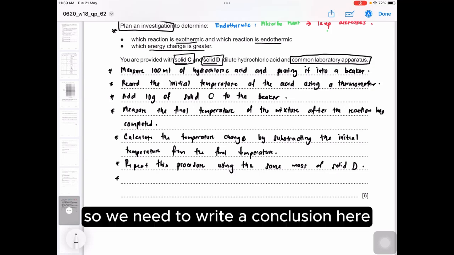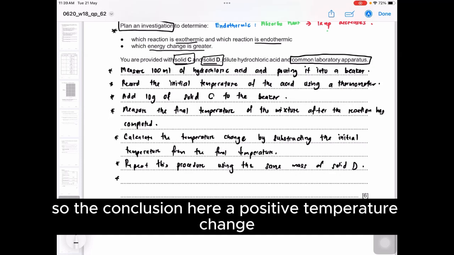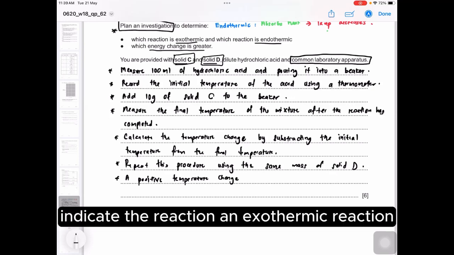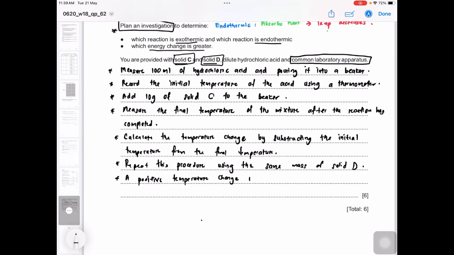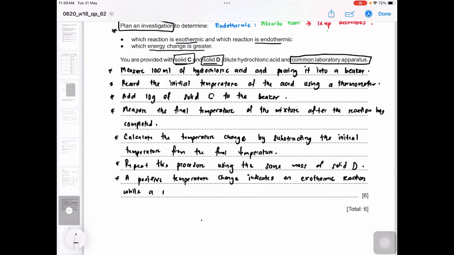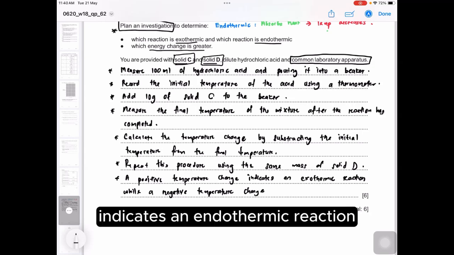So, we need to write a conclusion here. So, the conclusion here: a positive temperature change indicates the reaction is an exothermic reaction, while a negative temperature change indicates an endothermic reaction.